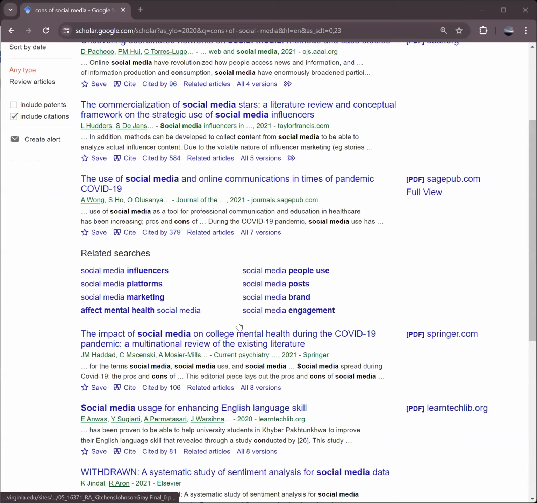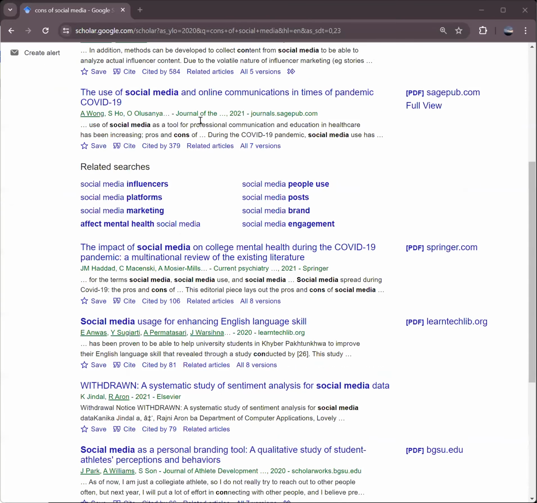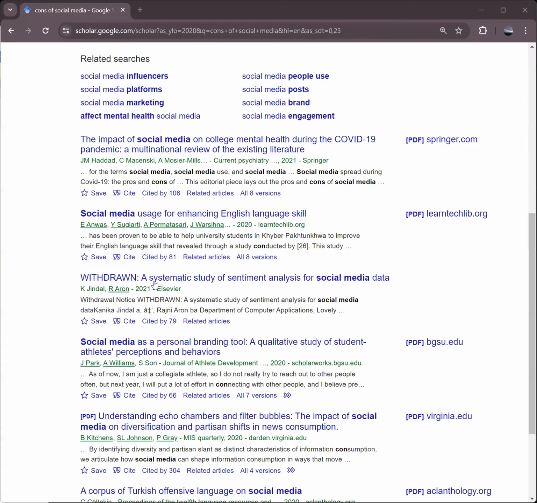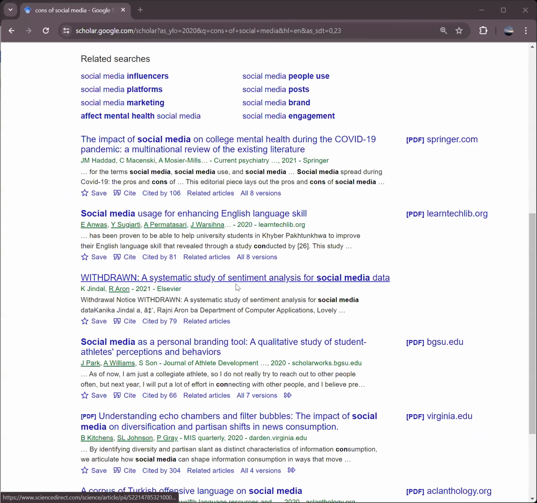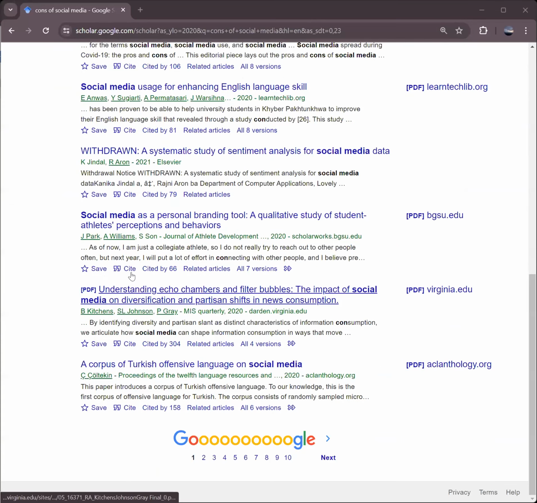So let's say that I find an article that I like, right? Let's say that I really like this one. I'm attracted to the all caps, WITHDRAWN: a systematic study of sentiment analysis for social media data. Let me, oh, that's withdrawn. That's why it's all caps. That's why it's grabbing my attention. Let me try something else.